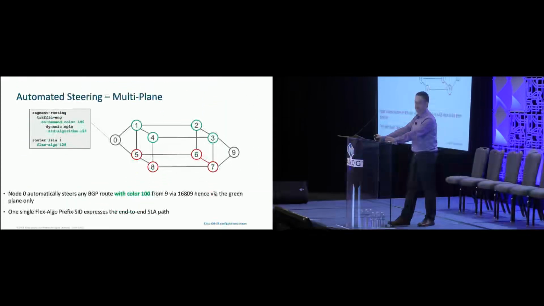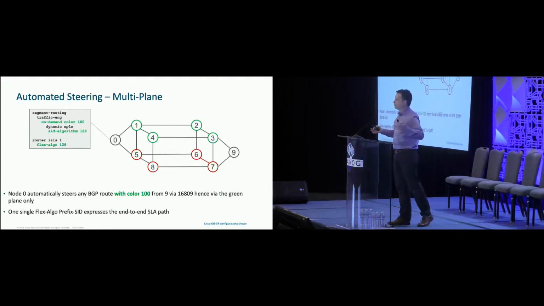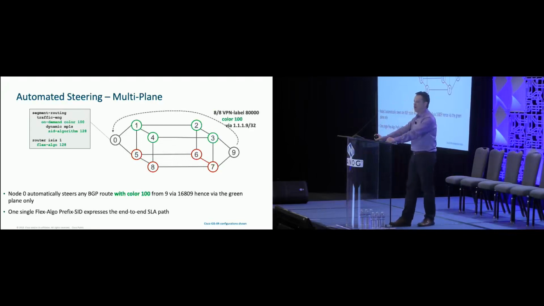Let's look at an example. The same multiplane topology, the sample configuration I gave you in the previous slide, which is basically intent 100 means flex algo 128. Now, router number 9 is advertising a BGP prefix, EVPN route. Doesn't matter. I have a color on that route with a color 100. You see that in green. The route is coming with a BGP next hop of 9.